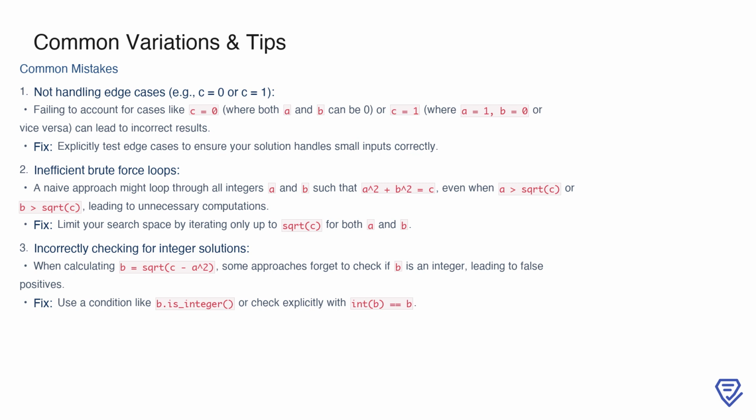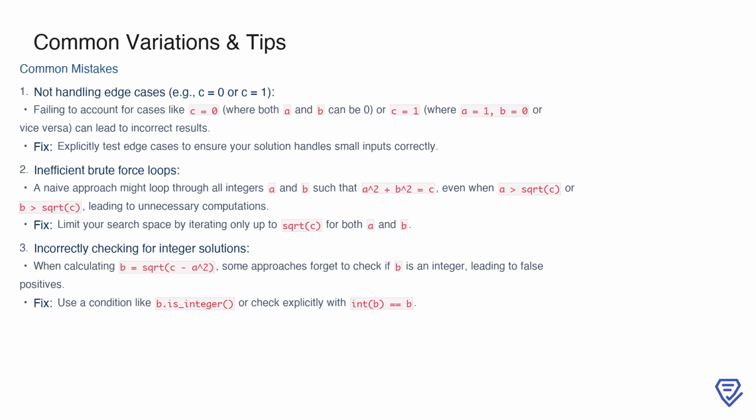Another mistake is using inefficient brute force loops. A naive approach might explore all combinations of a and b, even when a or b exceed the square root of c, resulting in unnecessary computations. Instead, you can limit your search space to values up to sqrt(c). Lastly, some solutions incorrectly check for integer solutions.